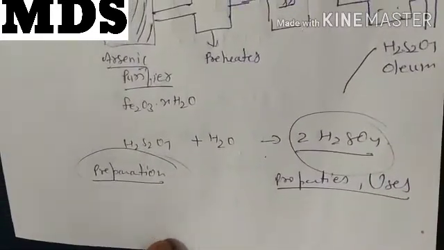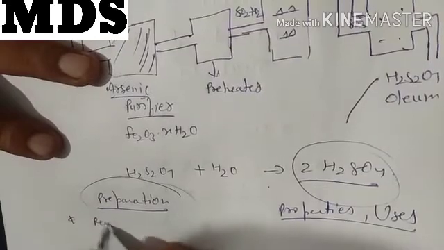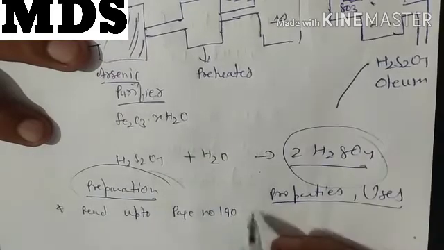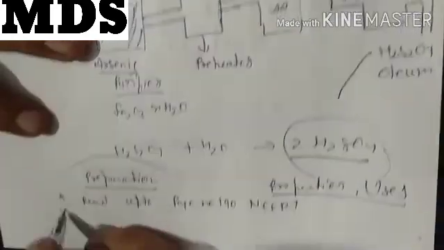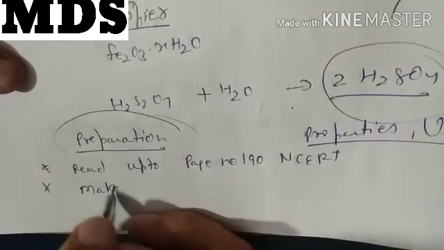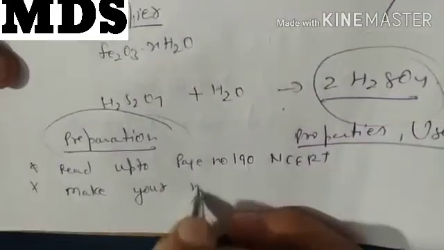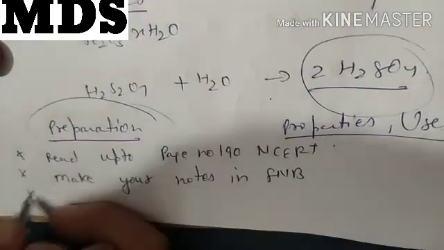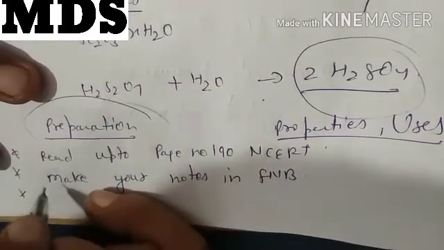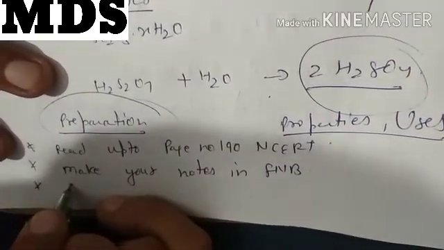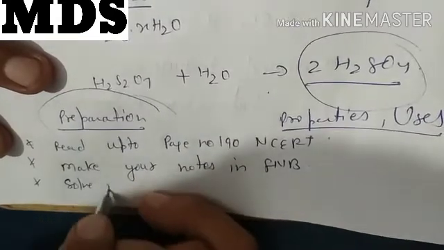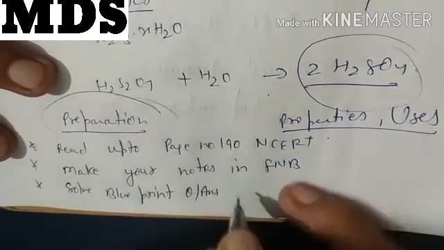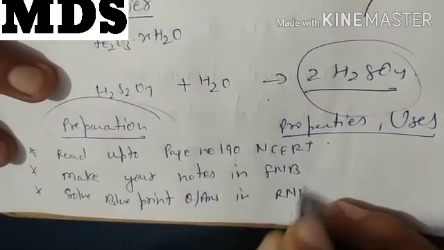So today, the first thing you will do is read up to page number 190 in CRT. Second, make your notes in the fair notebook. Third thing is solve the blueprint question and answer in the rough note. Thank you.